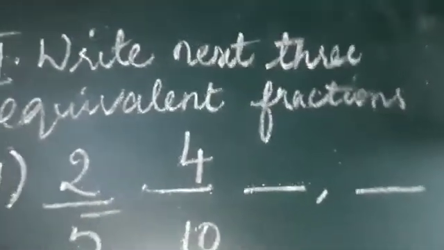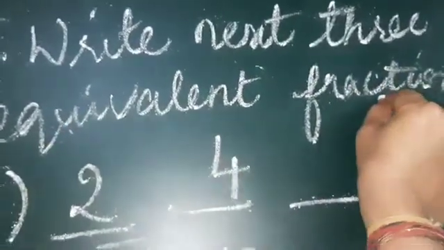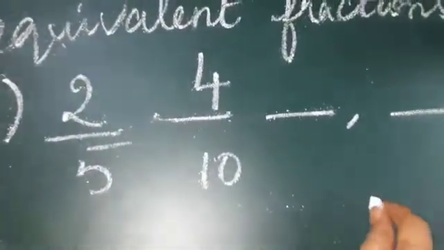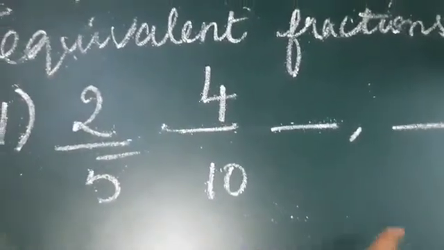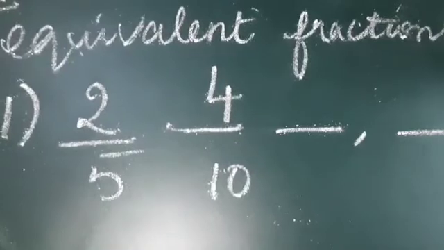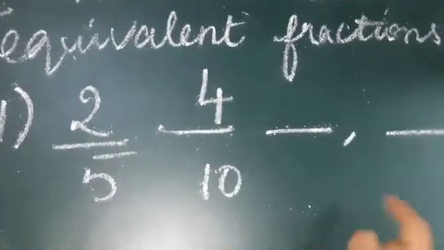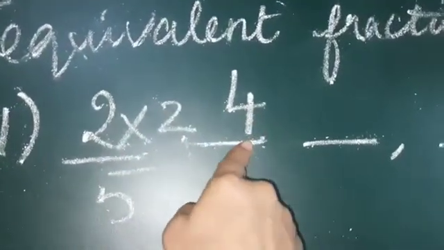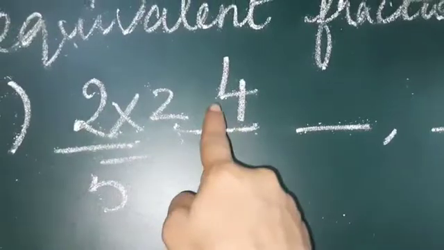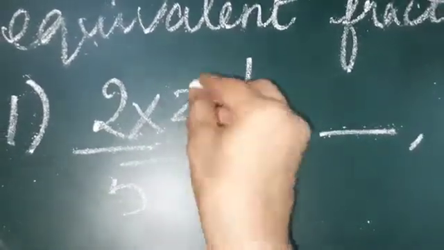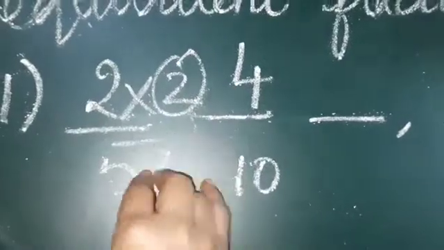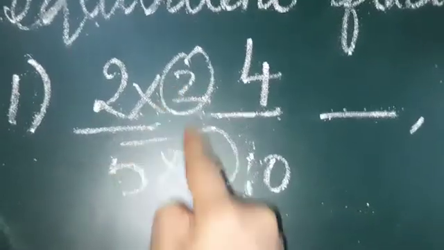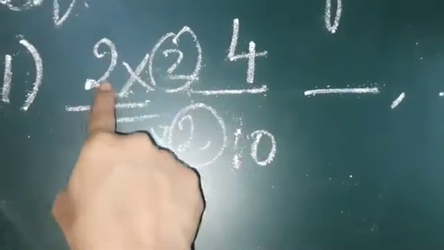Now let's solve the second main. Second main, write the next 3 equivalent fractions. See here, this resembles the pattern which we completed in the first main. So you are going to multiply both numerator and denominator with the same number to get the next 3 equivalent fractions. When we multiply 2 into 2 we get 4. Similarly, whatever number I multiply with the numerator, the same should be multiplied with the denominator, so that we get 4 by 10 as the next equivalent fraction.